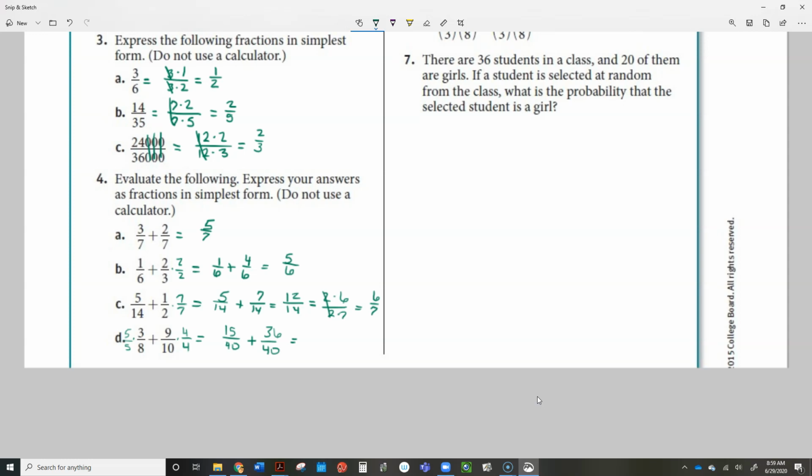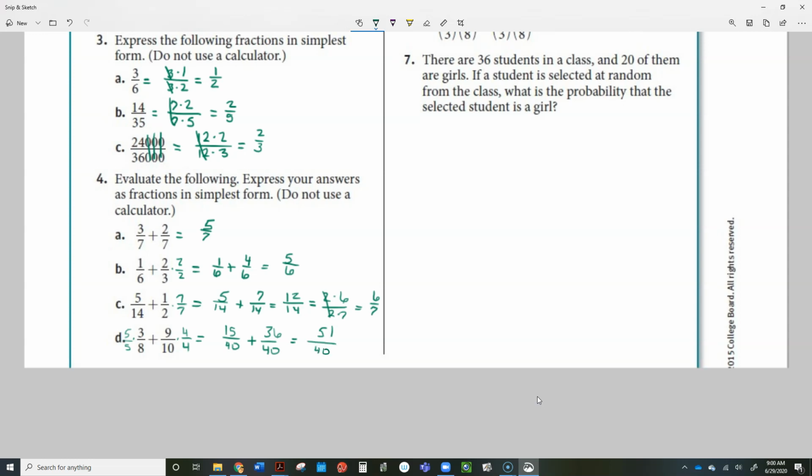We could have also used 80. Why 80? Because 8 times 10 is 80. But I like to keep my numbers as small as I can, so 40 is what came to me first, so that's what I did. So now you add 15 and 36, so that is 51, I believe.